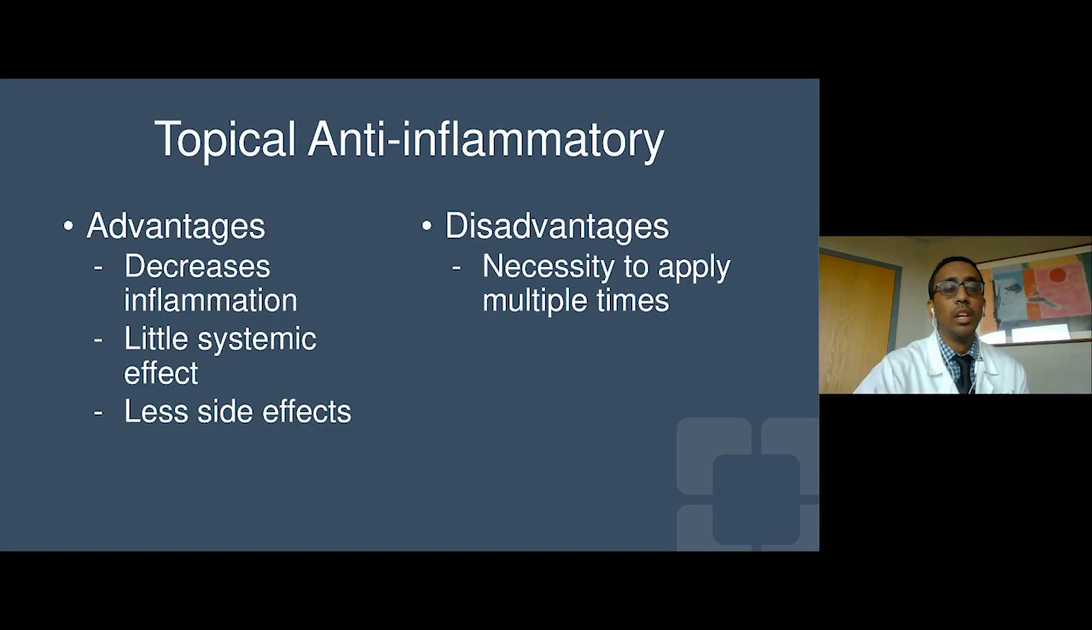Because there's little systemic effect, there are fewer side effects. Some of the more common side effects can be a little bit of irritation of the skin at times. You want to be careful, after applying it, to wash your hands and make sure you don't get it into your eyes or mouth. The disadvantage is that it is up to 4 times a day, and a lot of patients do need to use it those 4 times a day. I do have some patients who rub it on at nighttime to help them with sleep and get them through the night.